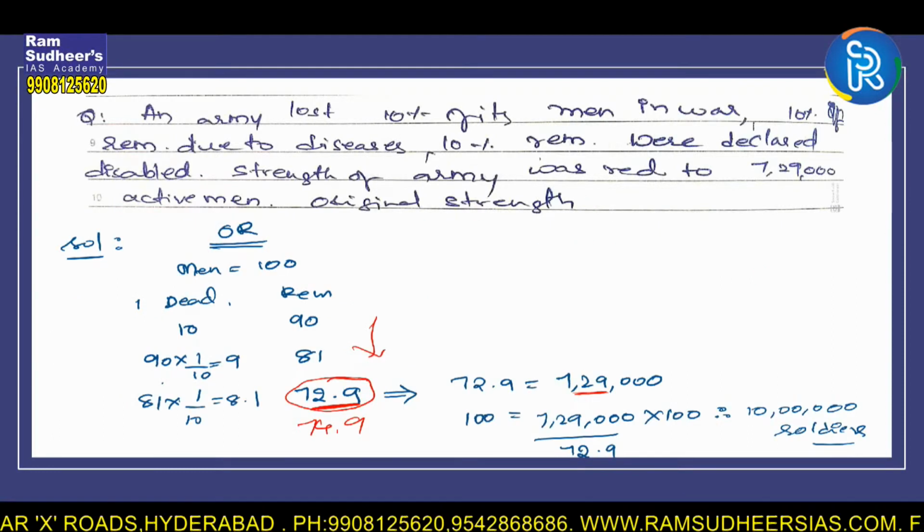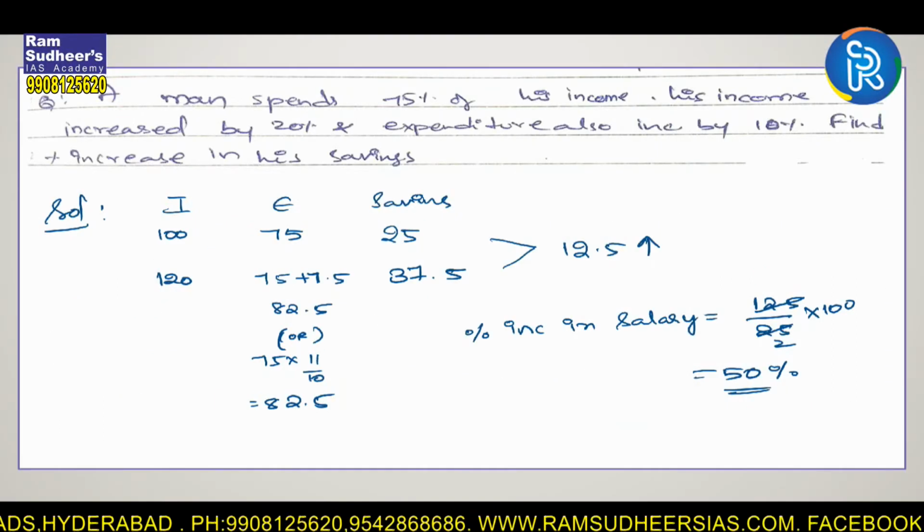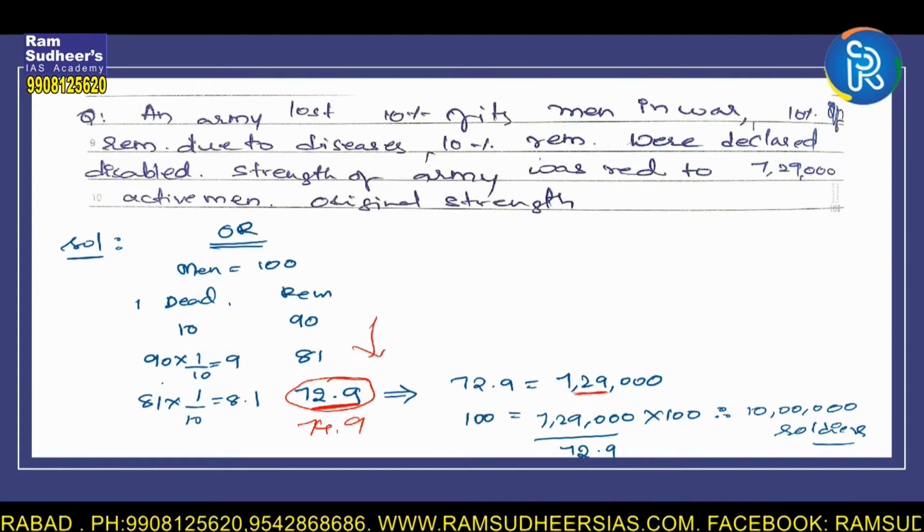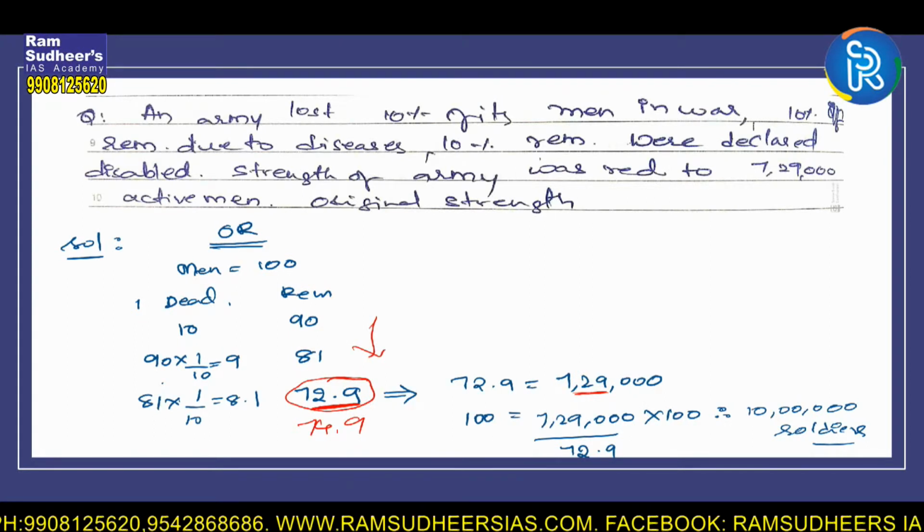Moving on to the next question. A man spends 75%. We are done with questions of this sort, the remaining of the remaining and all. We are done with those questions.